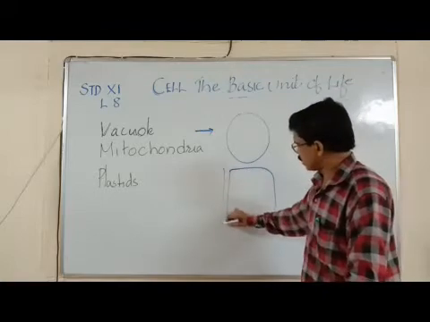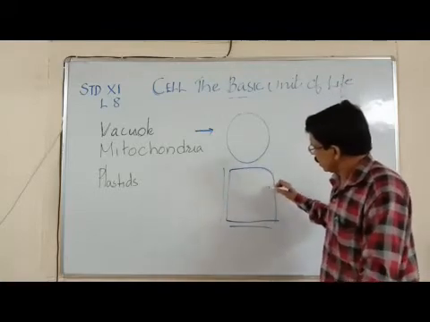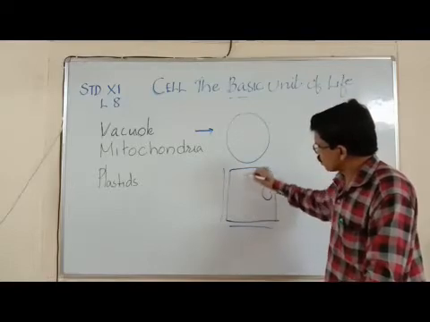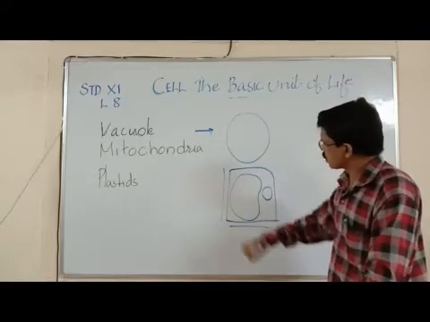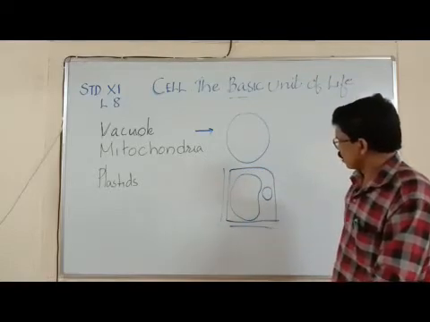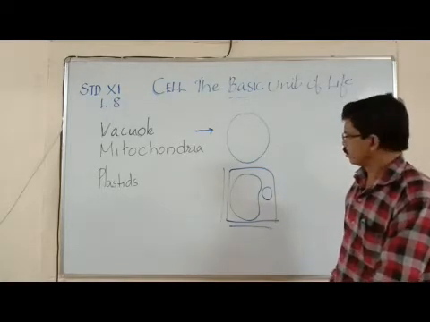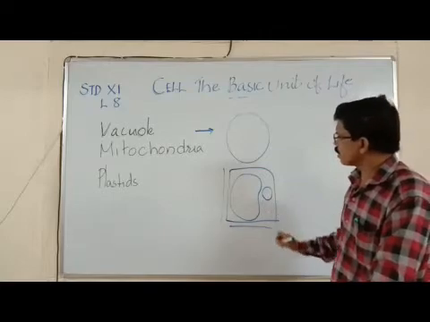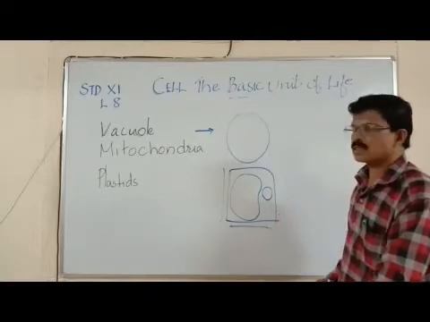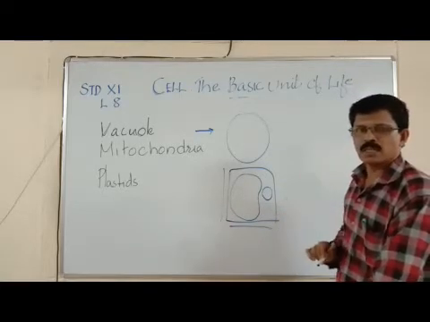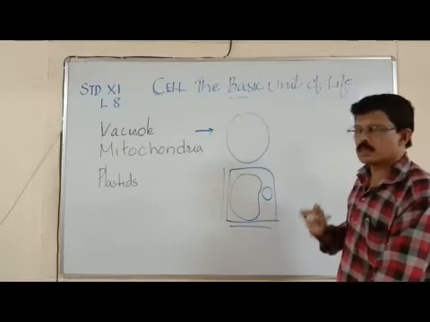Suppose this is a plant cell. In this plant cell, the nucleus is pushed to one side because of a large vacuole. 90% of the cellular volume is filled by the vacuole. So vacuoles are very large in size in the plant cell, whereas in animal cells they are generally absent, but if present they are very small.